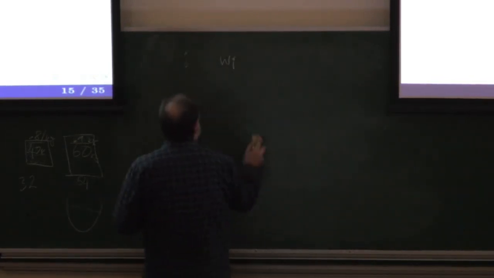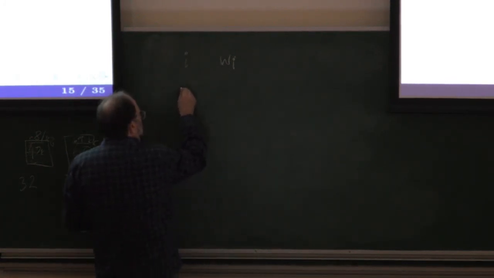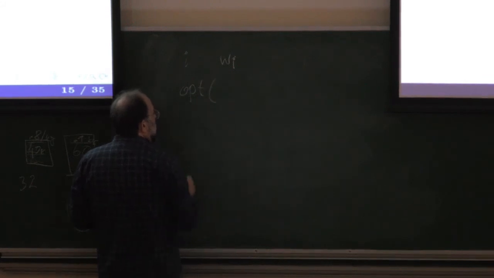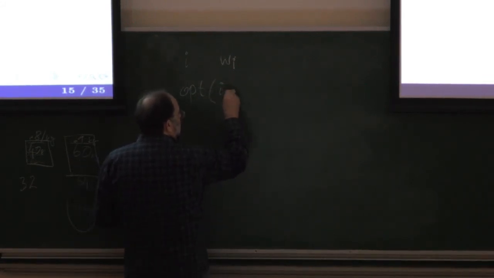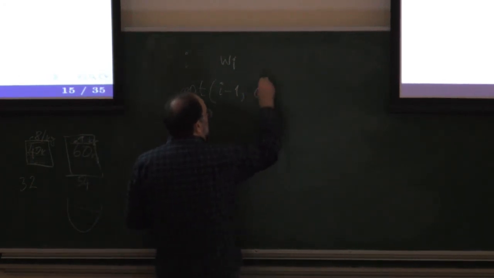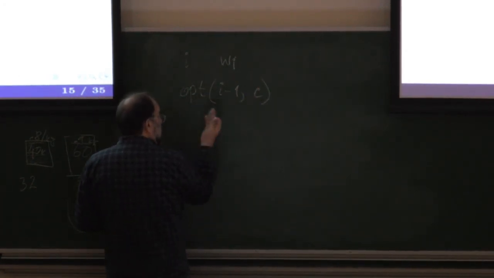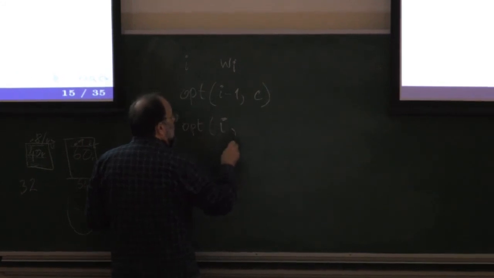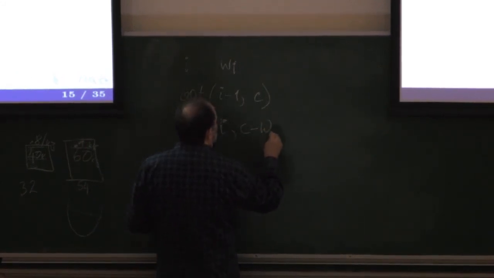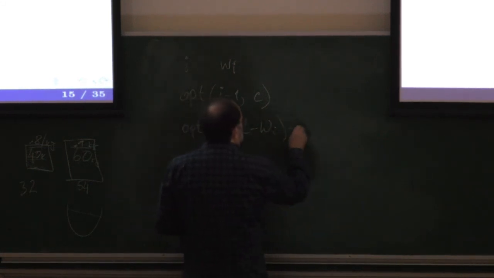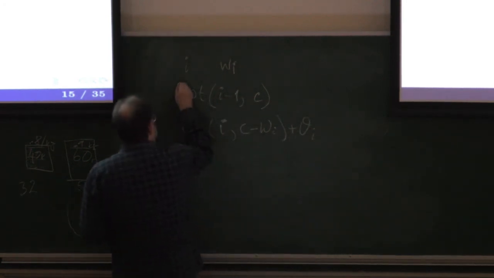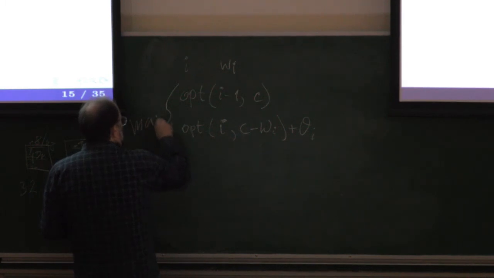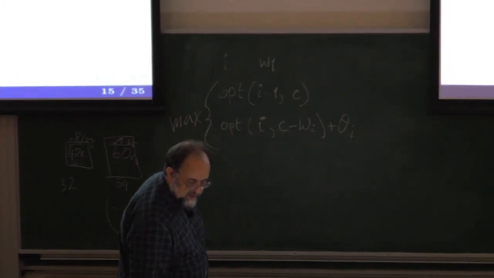So first option is we do not take the object. So the solution will then be opt of just objects among i minus 1 for the full capacity C. The second, if I do take the object, so I'll have opt of i minus 1, C minus w_i, plus v_i, and then I take the max of the two, the largest of the two, and this is my optimal solution for the cell, right?